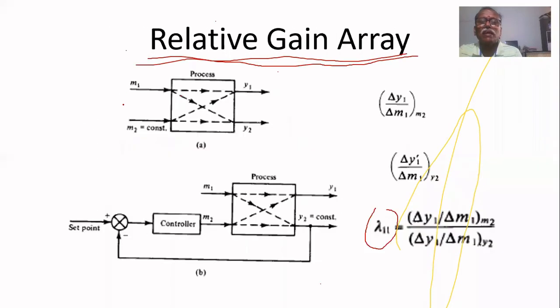Now, how to find the elements in the relative gain array? First, let us see for a 2 by 2 MIMO process.